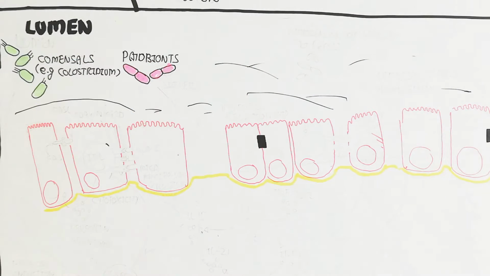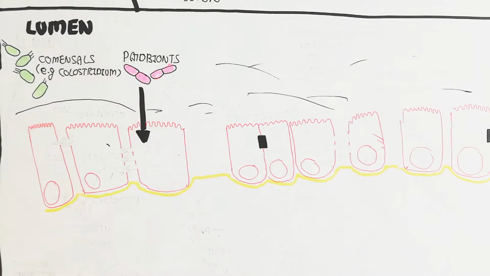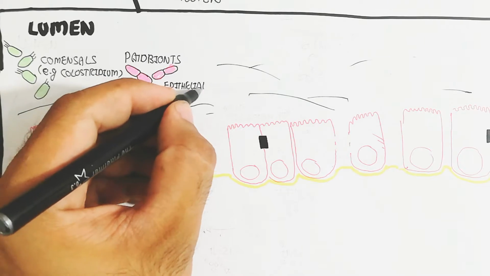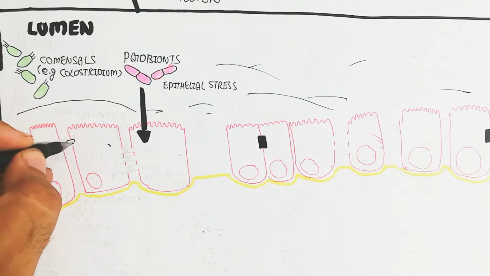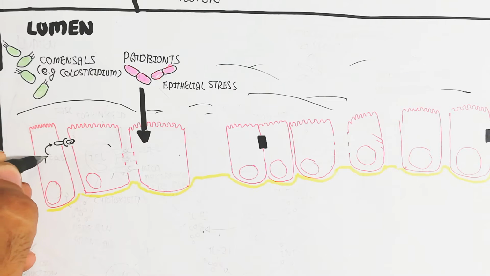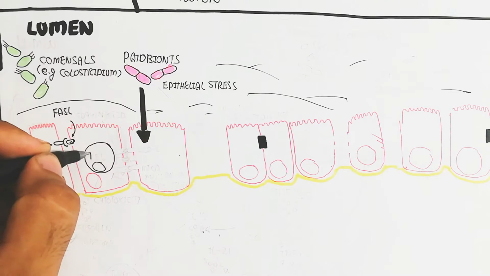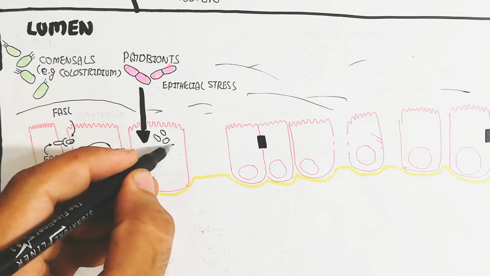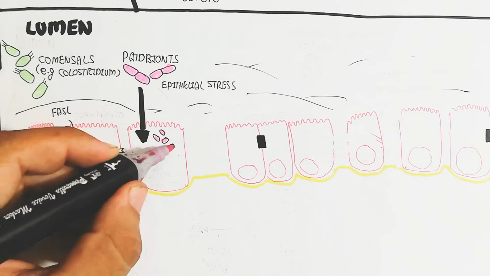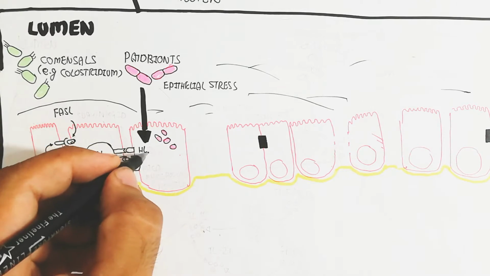Here are the pathobionts, which will infect the epithelial cell. After the inhibition of the T regulatory cell, the T helper 1 cell is activated. Here the Fas ligand and the Fas receptor will bind, leading to a cascade of phosphorylation, which will lead to apoptosis of the epithelial enterocyte.